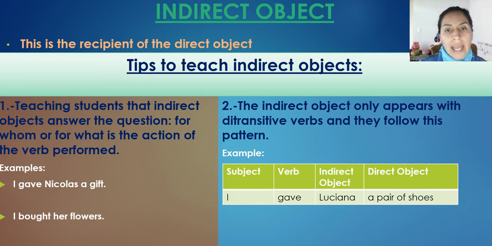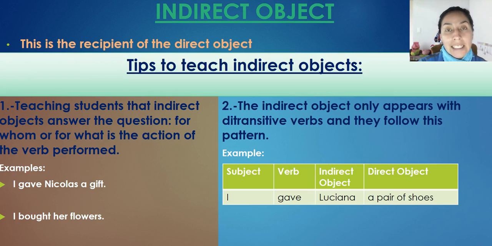For example, I gave Nicholas a gift. Nicholas is the noun phrase functioning as the indirect object. Another example, I bought her flowers. The indirect object is her, so it answers the question: who did I buy flowers for?